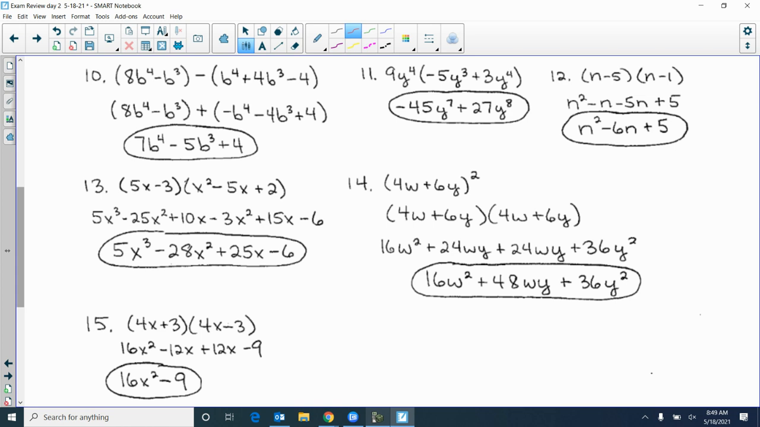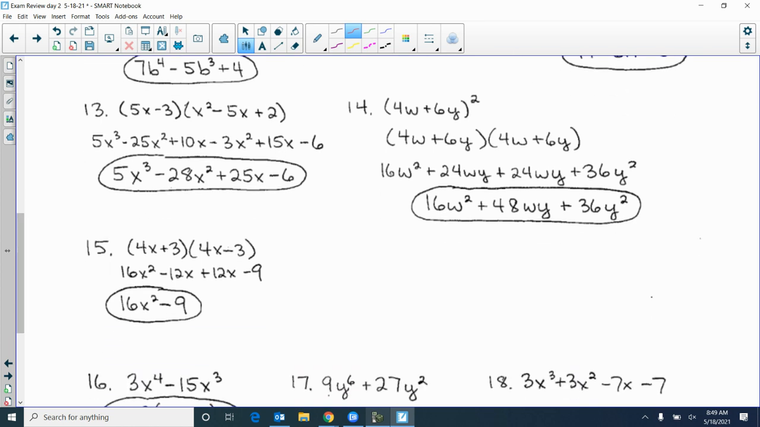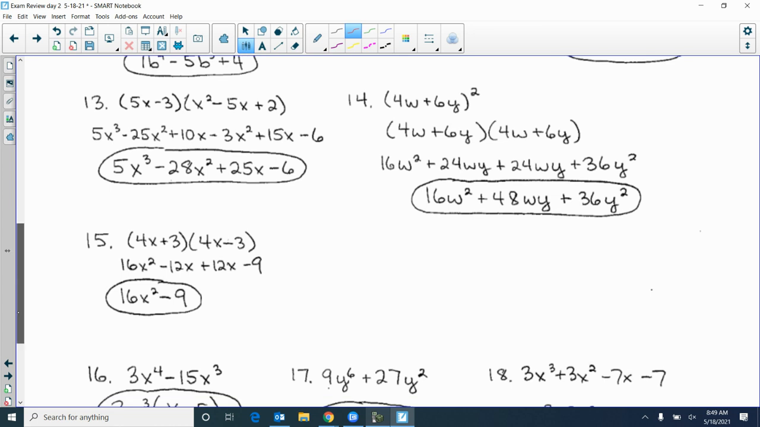4w times 4w is 16w squared. 4w times 6y is 24wy. It doesn't matter the order, whether you put wy or yw. And then at the end, you get 36y squared. These two can still be added, so you get 48wy there. 15 is a FOIL, but you get the two opposite terms in the middle, which add up to 0. So you should get 16x squared minus 9.